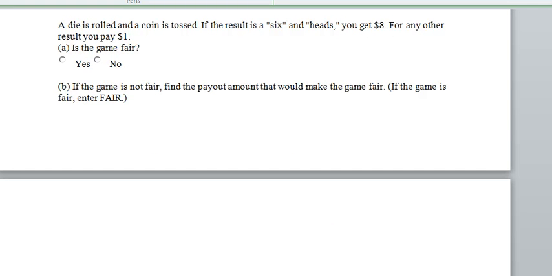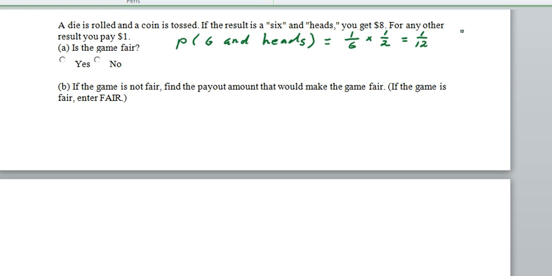A die is rolled and a coin is tossed. If the result is a 6 and heads, you get $8. For any other result, you pay $1. So the probability of getting a 6 and heads is going to be 1/6 times 1/2, or 1/12. The probability of not getting a 6 and a head will be 11/12.